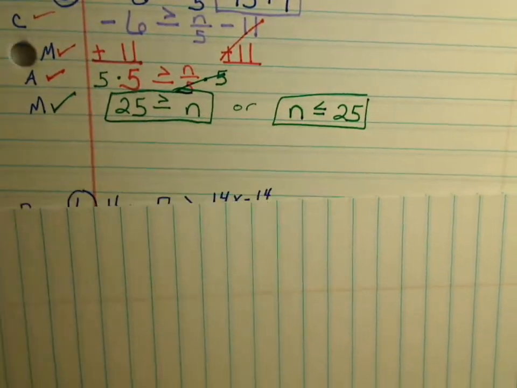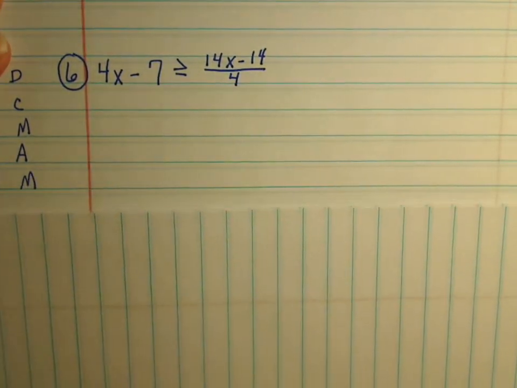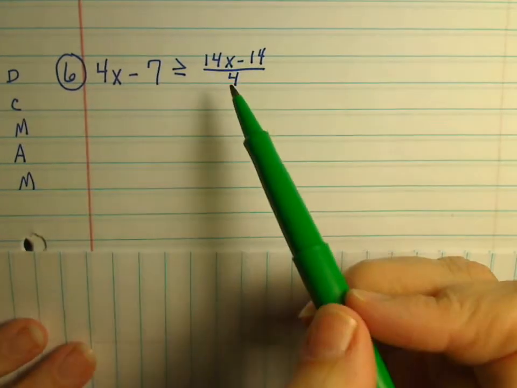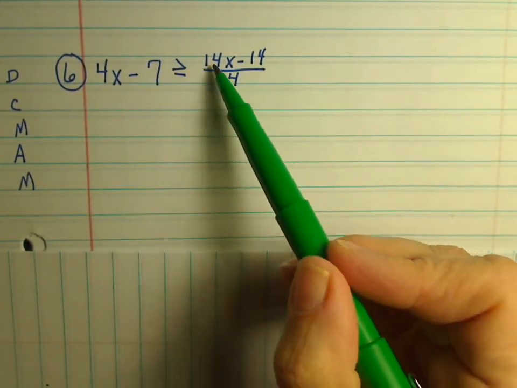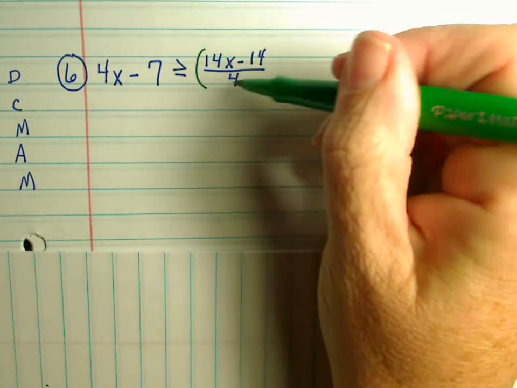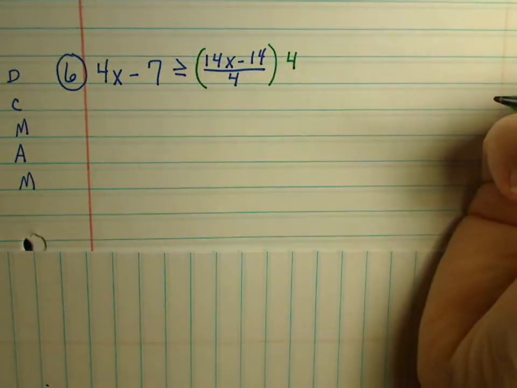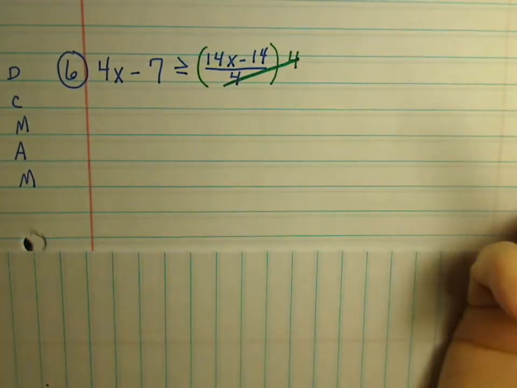Okay, one more problem, and then we're done. Here we go. The first thing I would want to do here is get rid of this 4 on the bottom of this fraction. Since you cannot divide 4 into these evenly, I am instead going to do the inverse of division, and I'm going to multiply this side times 4. That allows me to cancel it out.